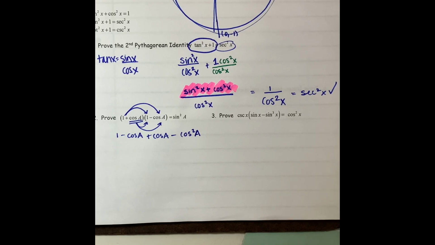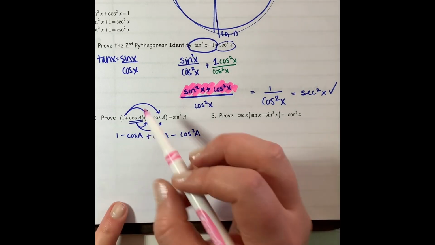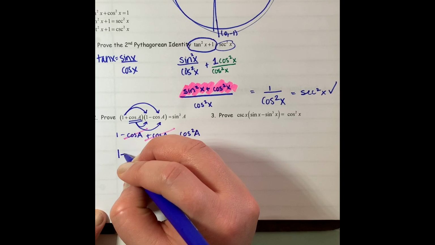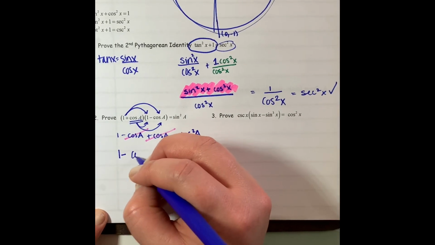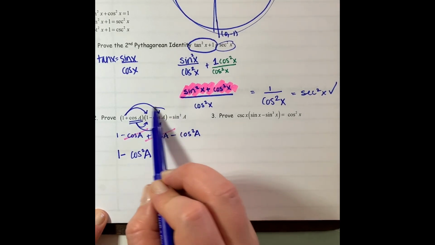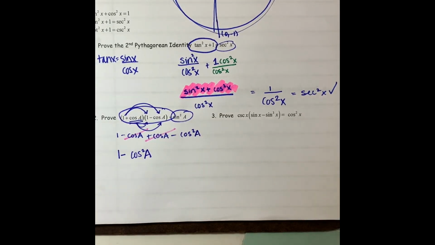Then from there, I notice that negative cosine A and plus cosine A can cross out with each other. So then all that I have left is 1 minus cosine squared A. Now remember, I'm trying to make this side look like this side. So I want it to eventually become the sine squared A.